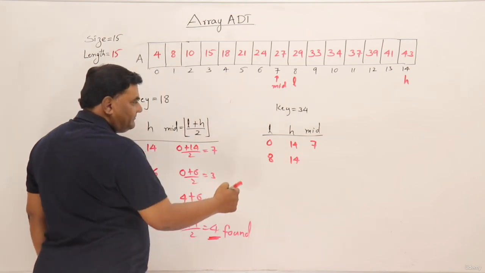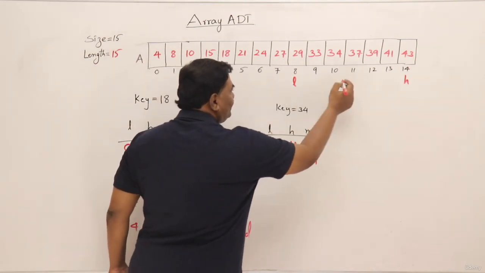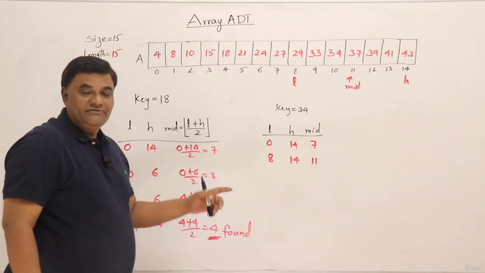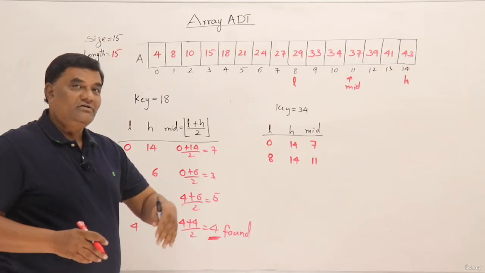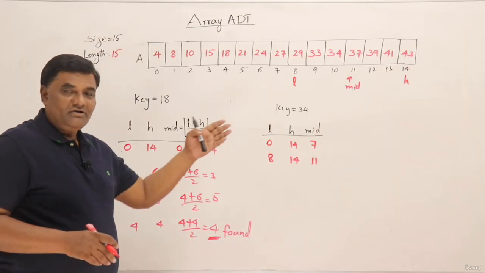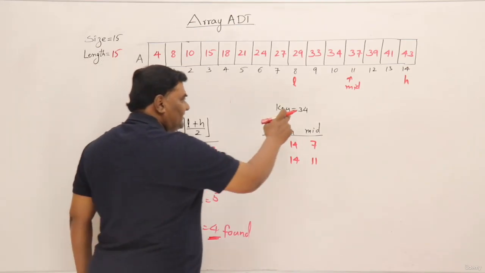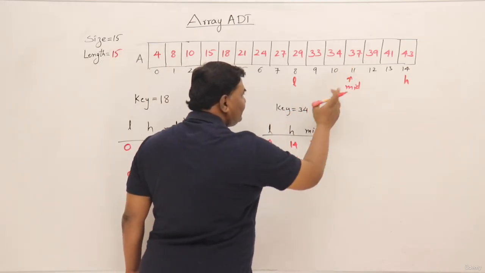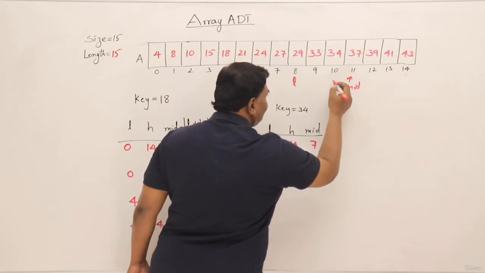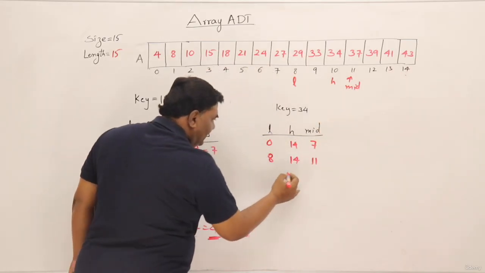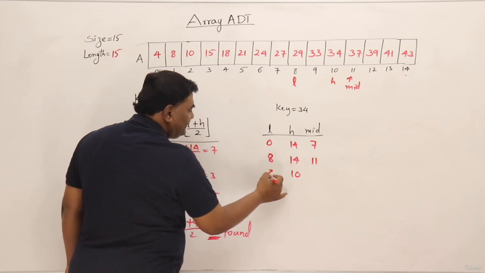Now again calculate mid. Mid is 11. So mid will move to 11. So we are on the right hand side. So the list is divided into half and we are checking on the other half of it because the number cannot be on the first half. Now check, is it the number that we are searching for? No, 34 is smaller than that one. So it should be checked on this side. So modify high to 10. So high becomes 11 minus 1, that is 10, and low remains 8.